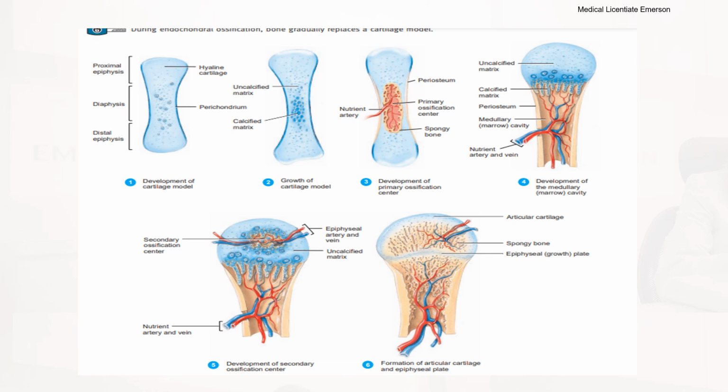So this is also the same endochondral ossification. So development of the cartilage model, growth of the cartilage model, development of the primary ossification center. Okay, then after that there will be development of the medullary or marrow cavity. Once that's developed, there will be development of the secondary ossification center, and finally there will be formation of the articular cartilage and the epiphyseal plate.